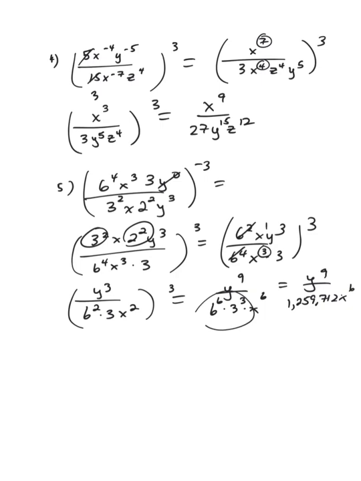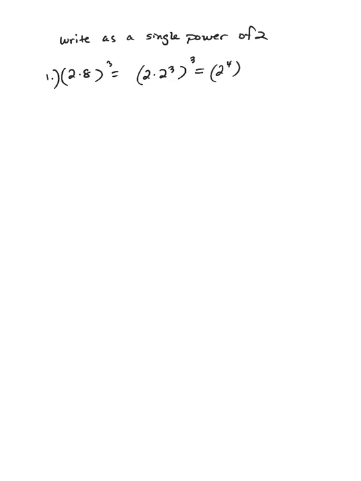Okay, so the next thing that I think is fun is I want you to be able to write things as a single power. Okay, write as a single power of 2. Let's say we have the following question. 2 times 8 cubed. What I'm going to do is write the 8 as 2 cubed. Then on the inside here, I get 2 to the 4th, and 2 to the 4th to the 3rd is going to be 2 to the 12th. That's it.